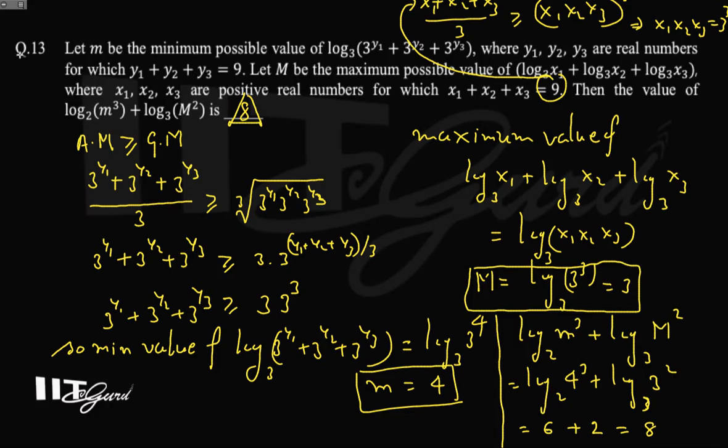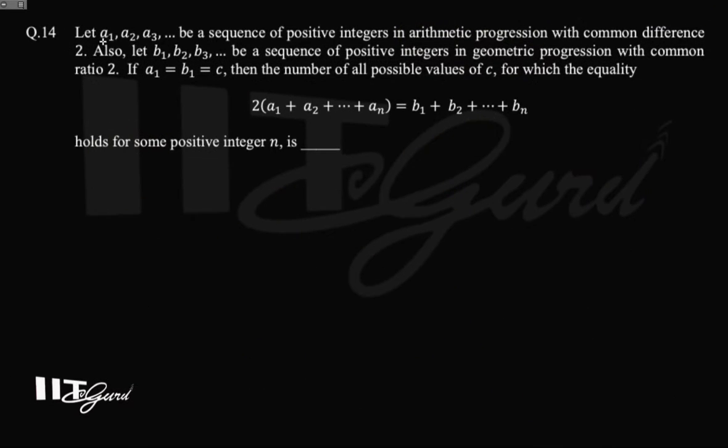Okay, so let's go for problem number 14. Let A1, A2, A3 and so on be a sequence of positive integers in arithmetic progression with common difference 2, and B1, B2, B3 are in GP with common ratio 2, and A1 equals B1 equals C. Here the sum of the AP is given, and this is the sum of the GP.